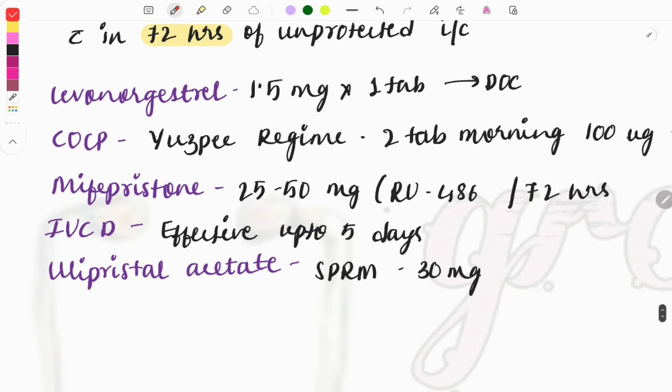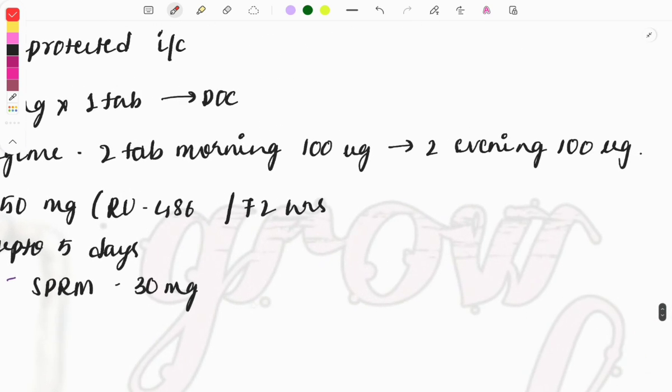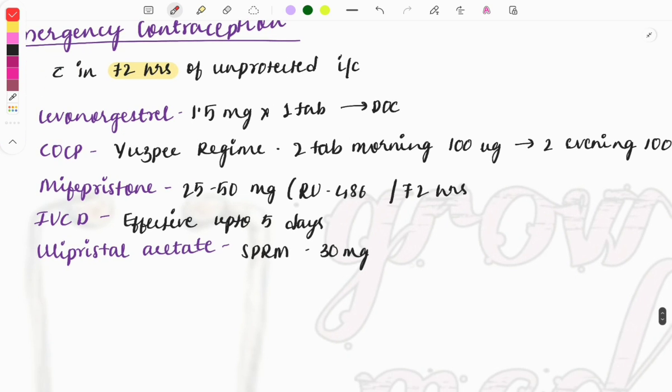Then contraceptive pills, these are taken under the Yuzpe regimen: 2 tablets in the morning, and 2 tablets in the evening. So this is after the intercourse, one set in the morning, one in the evening. So this is not used nowadays, outdated. This Yuzpe regimen is outdated.